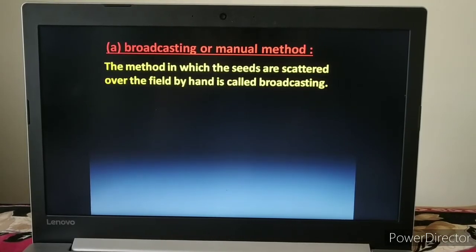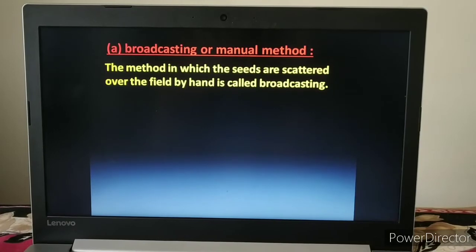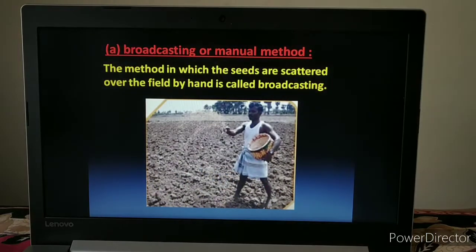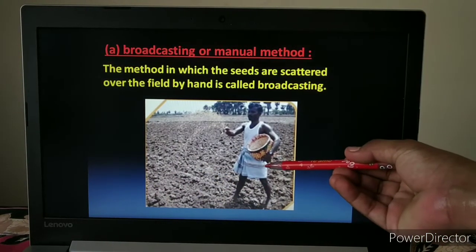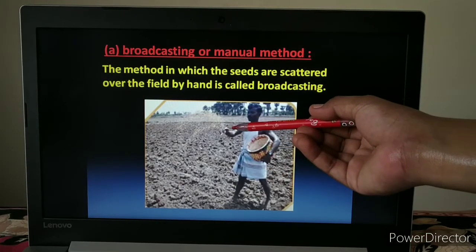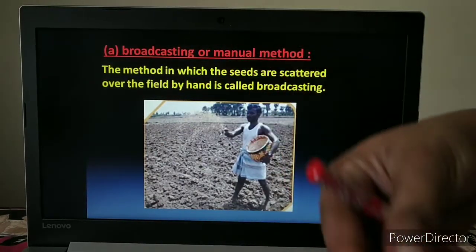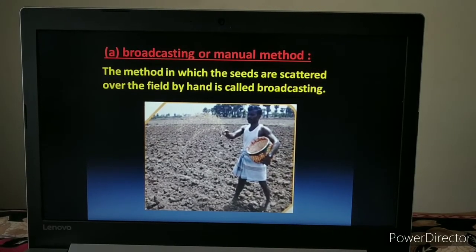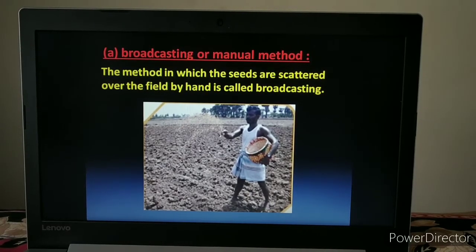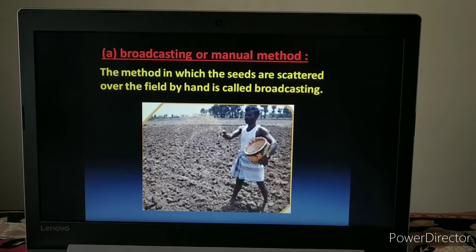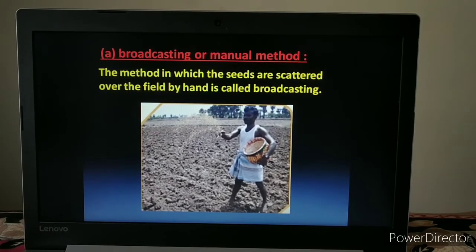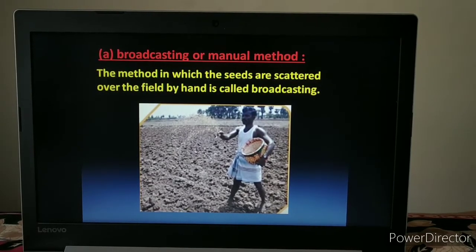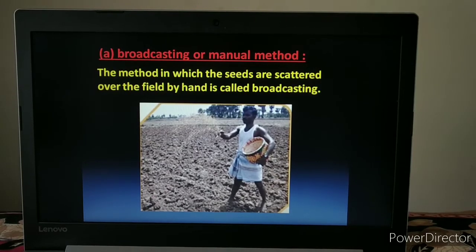The method in which the seeds are scattered over the field by hand is called broadcasting. From the picture you will get the proper idea. Here one man is there. He has taken a number of seeds in his hand and he is broadcasting, just scattering those seeds randomly into the field. This method was done in the beginning, but right now we can't depend on it, because by using the broadcasting or manual method, the seeds are not sown at the right depth or at right intervals.